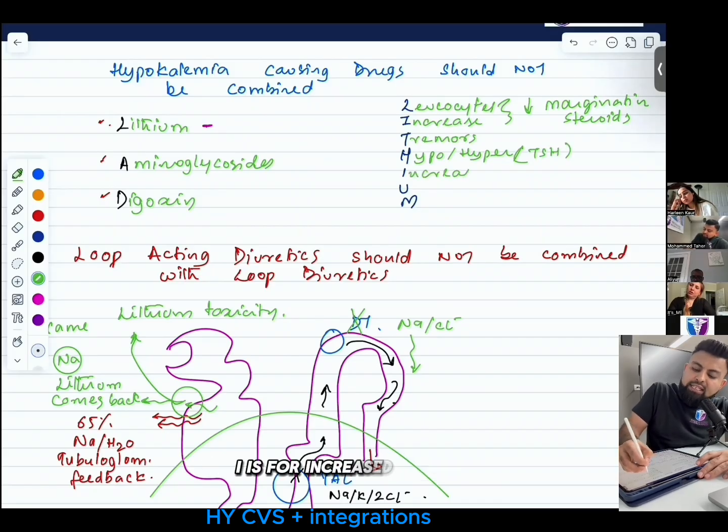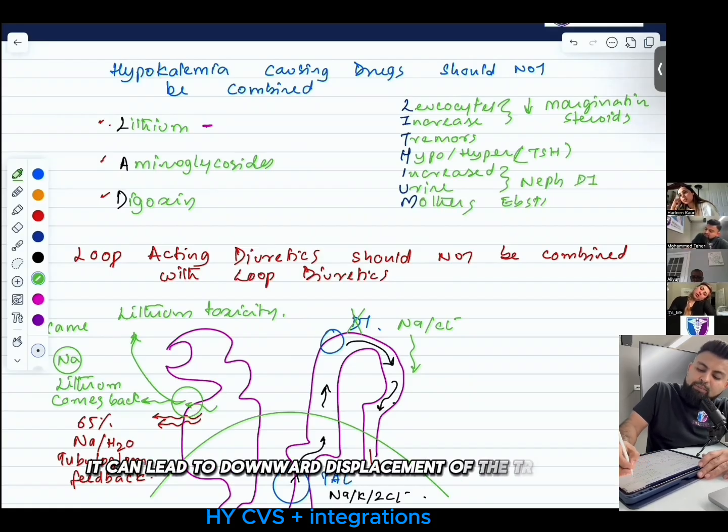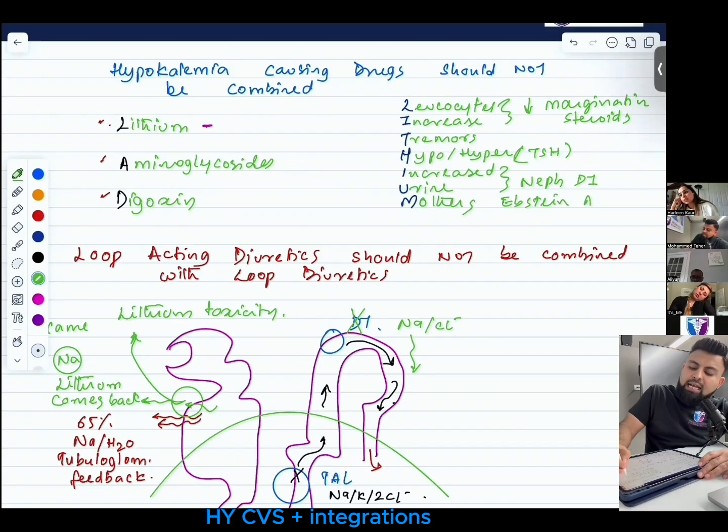I is for increased urine, which is nephrogenic diabetes insipidus. And mothers should be careful because it can lead to downward displacement of the tricuspid valve, that is Epstein's anomaly. These are the complications associated with lithium.